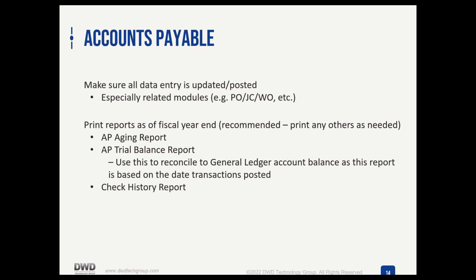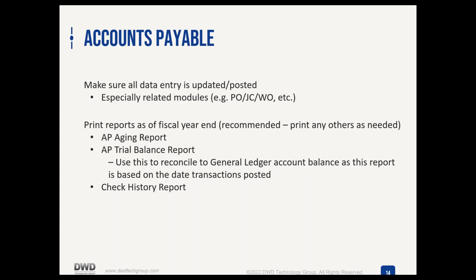Let's talk a little bit about what happens when we close modules, and I'll start with accounts payable here. When you're getting ready to close, you certainly want to make sure that all of your data entry that is related to the accounts payable module has been updated or posted. Those related modules would typically be purchase order, very likely job cost, work order, or production management, because those things can feed into payables. You would want to look at whatever reports that you need for month end or predominantly year end. Typically, we recommend you would want to print an AP aging report.